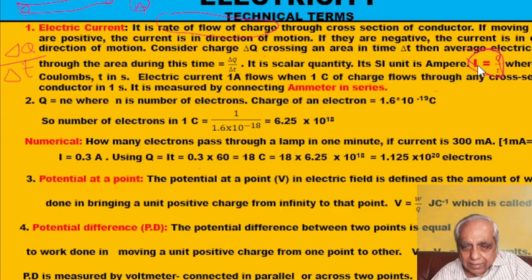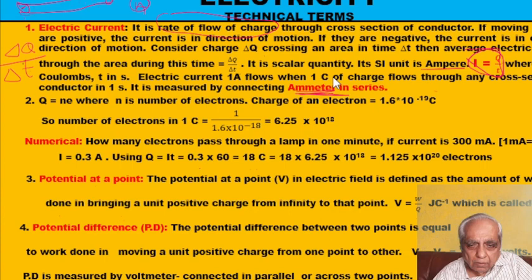Now, this current is measured using an instrument called an ammeter. About the construction of the ammeter, we will be learning in 12th standard. Right now I have only learned that the ammeter measures the current, and it is connected in series. I will explain to you what we mean by connection in series.